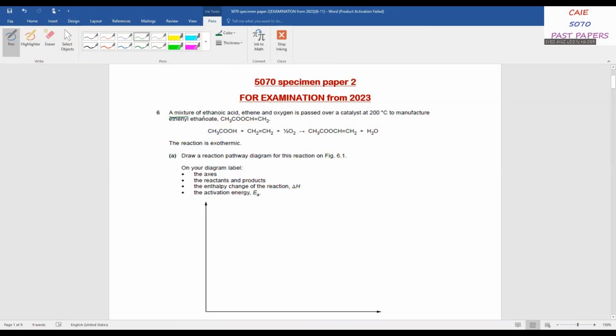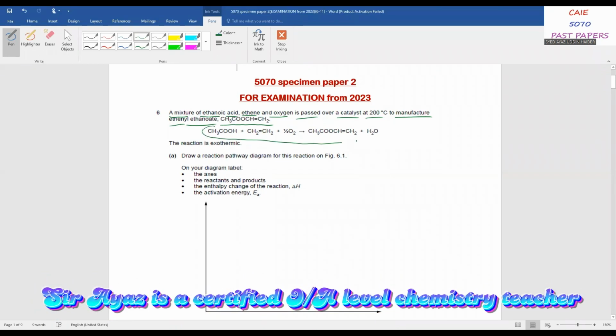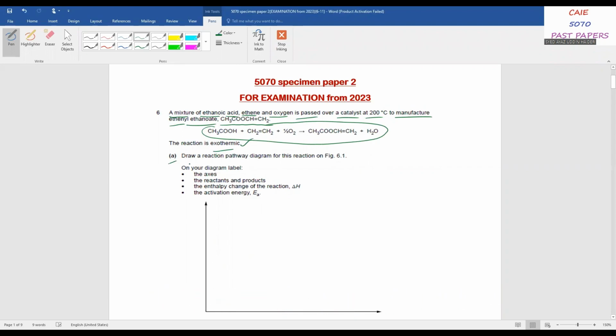A mixture of ethanoic acid, ethene, and oxygen is passed over a catalyst at 200 degrees centigrade to manufacture ethenyl ethanoate. This is ethenyl ethanoate, CH3COOCH=CH2. And this is the reaction. The reaction is exothermic. Part A, draw a reaction pathway diagram for this reaction on figure 6.1.